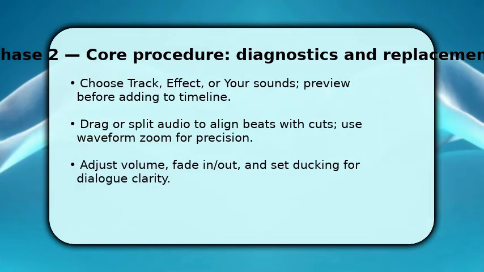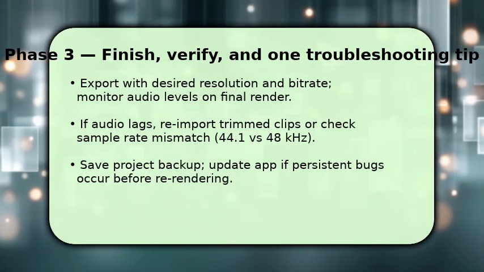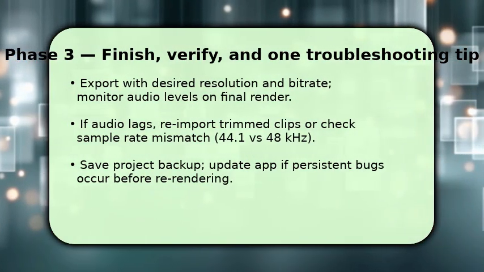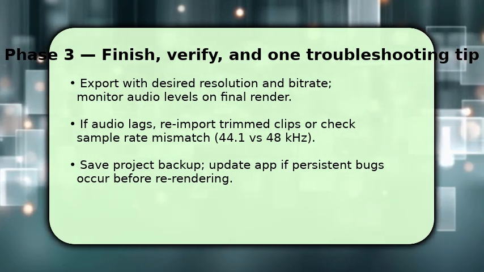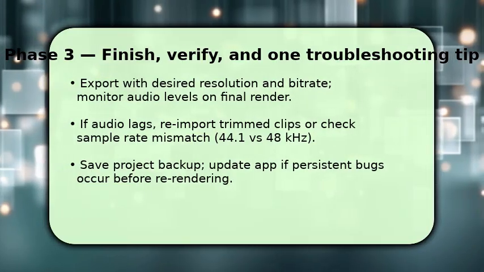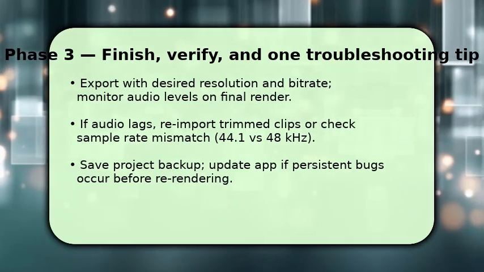When finished, export using the resolution and bitrate that fit your destination. Watch audio meters in the preview so nothing clips. If exported audio drifts or lags, reopen the project and check for sample rate conflicts. Convert to 44.1 or 48 kHz as needed, or re-import the trimmed audio.